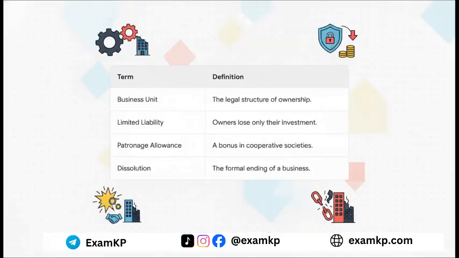Okay, rapid-fire review. 4 definitions you must know by heart. Business unit, the legal structure of ownership. Limited liability, it means owners only lose their investment if the business fails. Patronage allowance, that's special bonus for co-op members. And dissolution, the formal end of a business's life. Got it? Good.